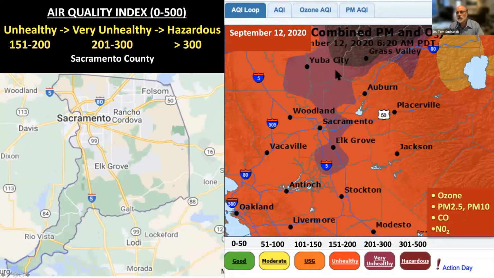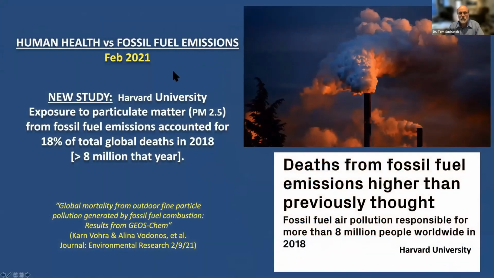That's when we were told to stay inside, get filters for our house if we could, don't exercise, don't go out and bike. So that was a tremendous time on September 12th of last year where we were really suffering from the smoke. But it's not just smoke from forest fires.